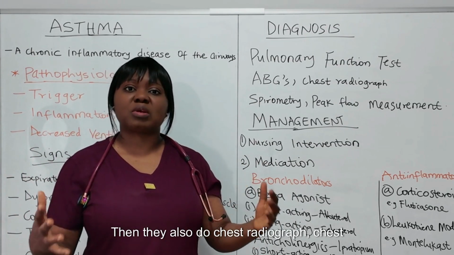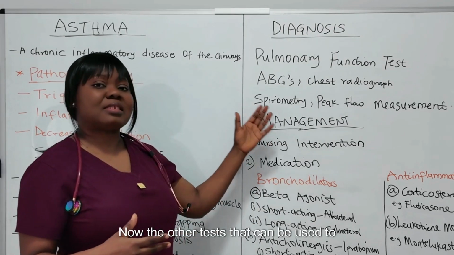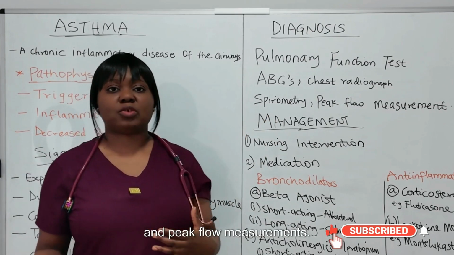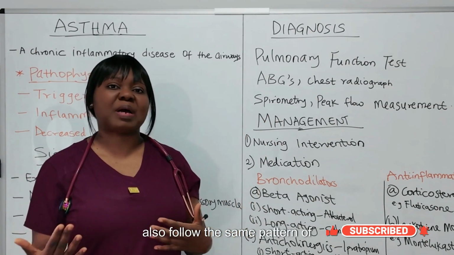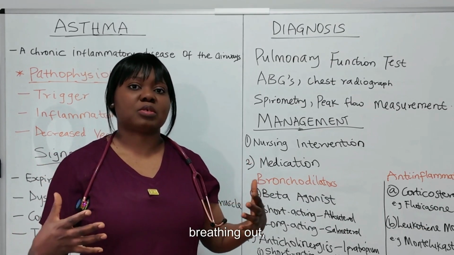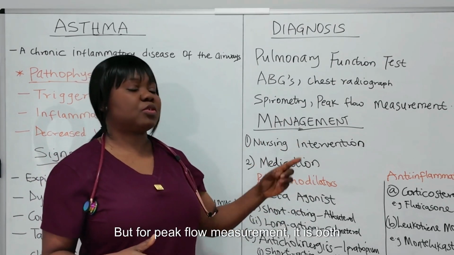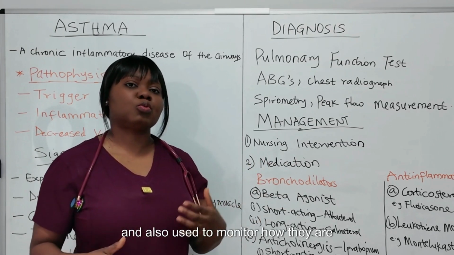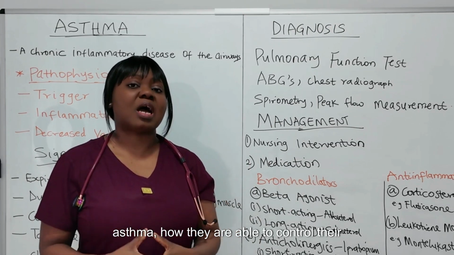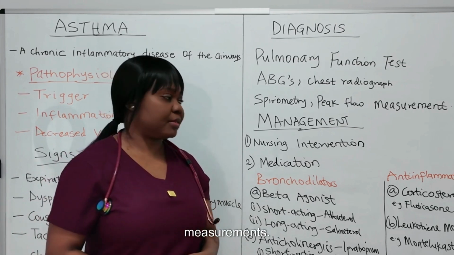Then they also do a chest radiograph, a chest x-ray, to look at those structures to see the constriction in those airways. Now, the other tests that can be used to diagnose asthma include spirometry and peak flow measurements. These two follow the same pattern of encouraging the patient to breathe out, expelling air as much as they can, forcefully, from their lungs. But peak flow measurement is both diagnostic and also used to monitor how they are progressing in the management of the asthma, how they are able to control their asthma. I'll discuss shortly how to teach the patient to use peak flow measurements.